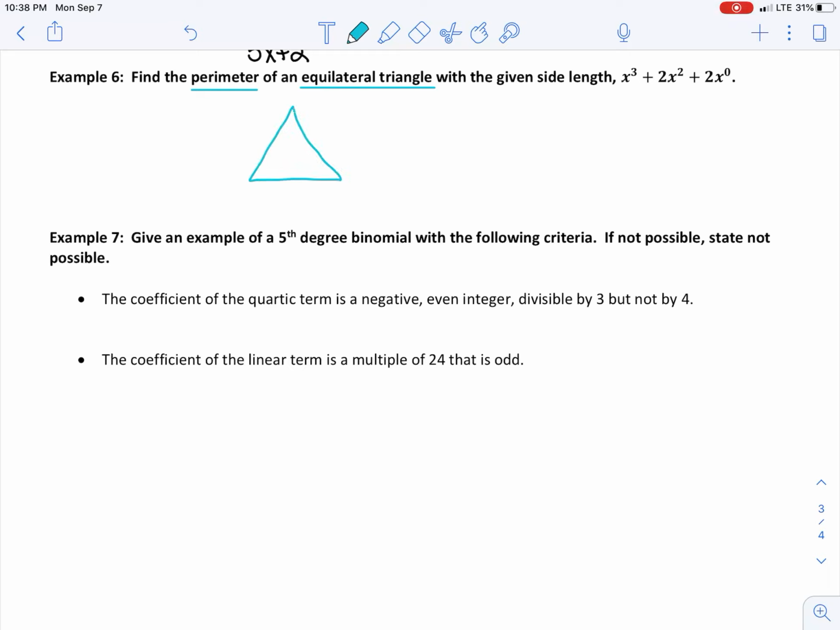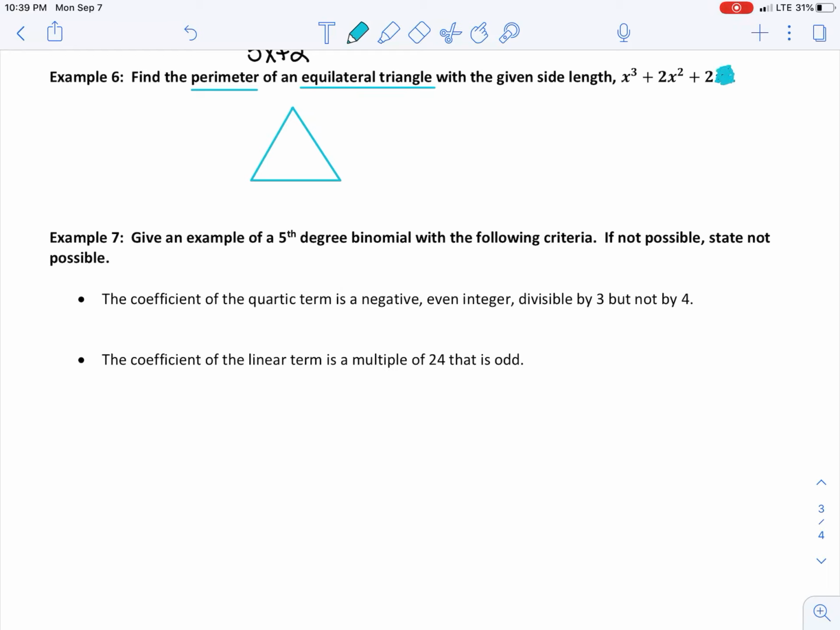Every side is equal in an equilateral triangle. So it says one of the side lengths is x to the third plus 2x squared plus 2x to the 0 power. Now, we also kind of talked about this a little bit, but I just want to reiterate that x to the 0 power is just 1. Anything to the 0 power is 1. So if this is just 1, that's like taking 2 times 1, which is just 2.